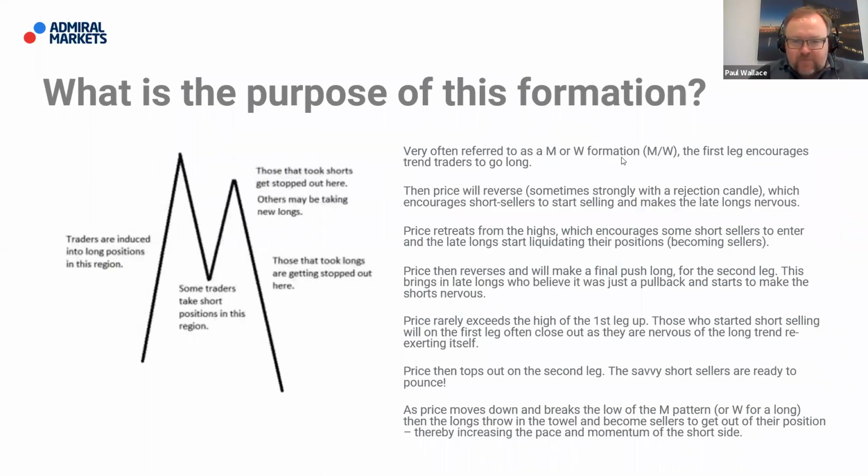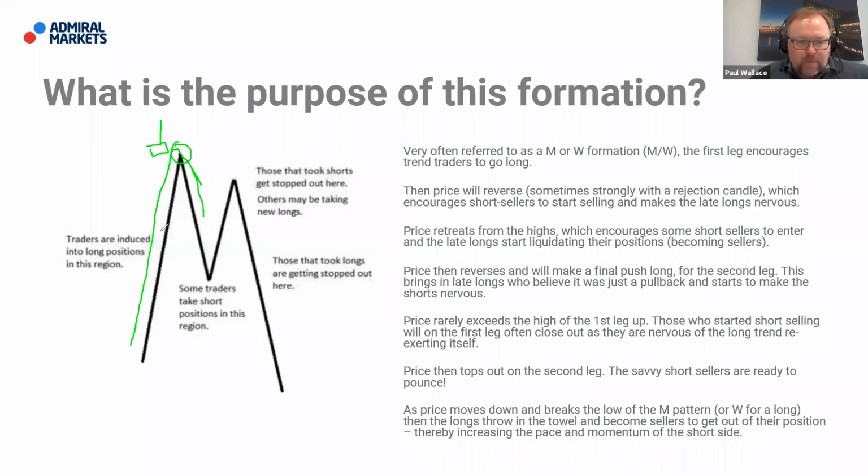So there's probably a bit more work on here than I would normally put in, but it just helps new traders understand what's going on. Those double tops and bottoms are very often referred to as an M or a W formation. What we see, let's draw on here, is that very often the first leg up is encouraging traders to go very long, and then price will reverse. Sometimes even here you may get a rejection candle, maybe a pin bar or something like that, which encourages the short sellers to start selling.